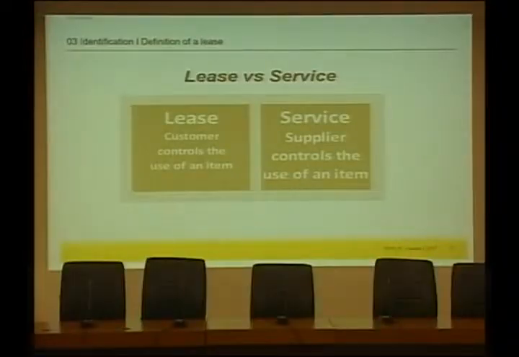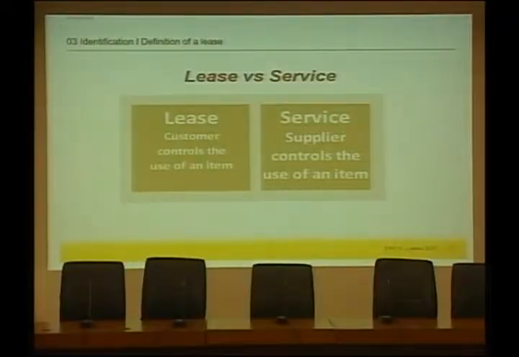What is the difference between a lease contract and a service contract? You can see, in the lease contract, the lessee or a customer controls the use of an asset, not the asset, the use of an asset. And in a service contract, the lessor or a supplier controls the use of an asset.